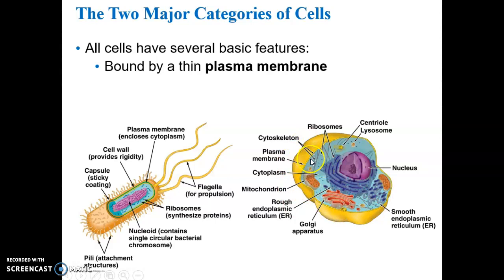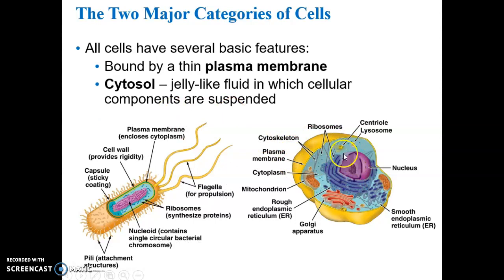So the plasma membrane allows certain materials to enter or exit the cell, but is a boundary and prevents certain materials from entering and exiting the cell. So it's what's called a semi-permeable membrane. And it is the boundary between the outside environment and the inside environment of a cell.